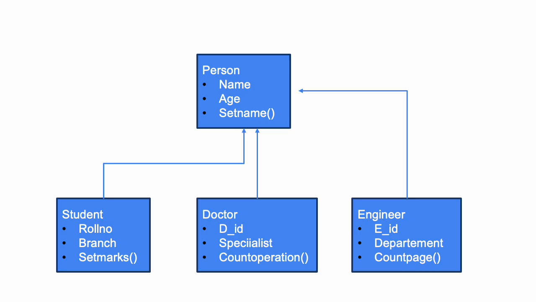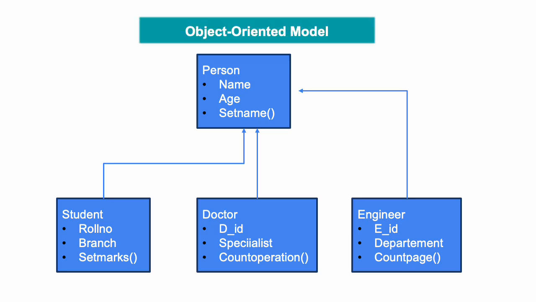Next one, we can see a class. A class is a collection of similar objects with shared structure, for example attributes and behavior, and methods. An object is an instance of a class, for example person, student, doctor, engineer in the figure. So can you mention what kind of data model this is? Yep, it's the object-oriented model.